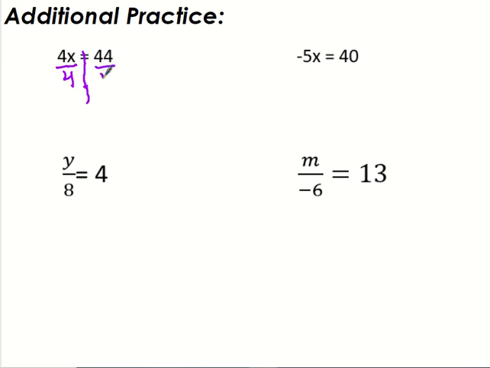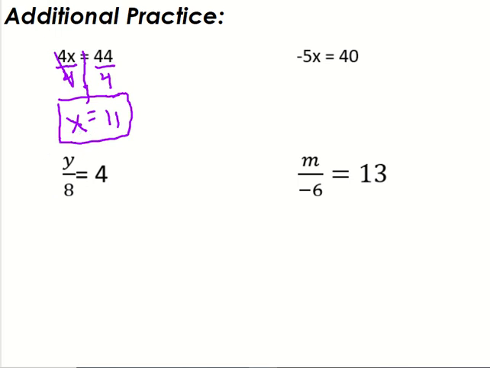And whatever I do on one side of the equal sign, I have to do on the other side. Because 4 over 4 makes 1, and there's no point in writing 1 in front of x. That's just 1 times x. Well, 1 times x is x. So that's why they cancel. So it gives me just x, bring down my equal sign, and then I have to do 44 divided by 4, which is 11. So I get x equals 11.